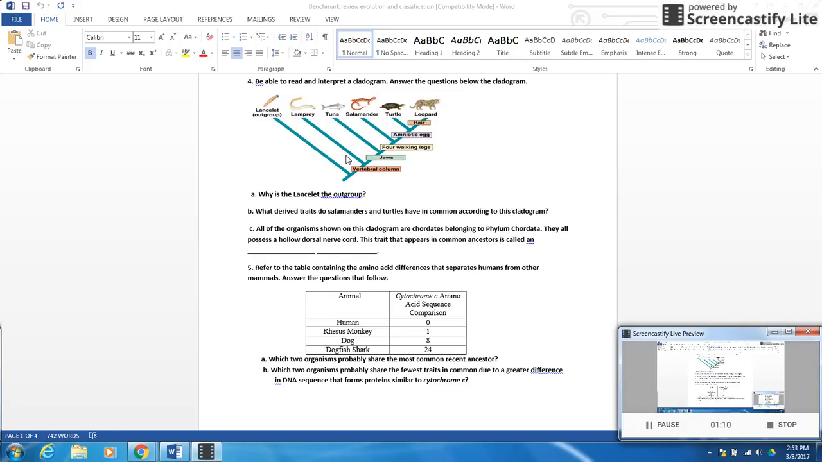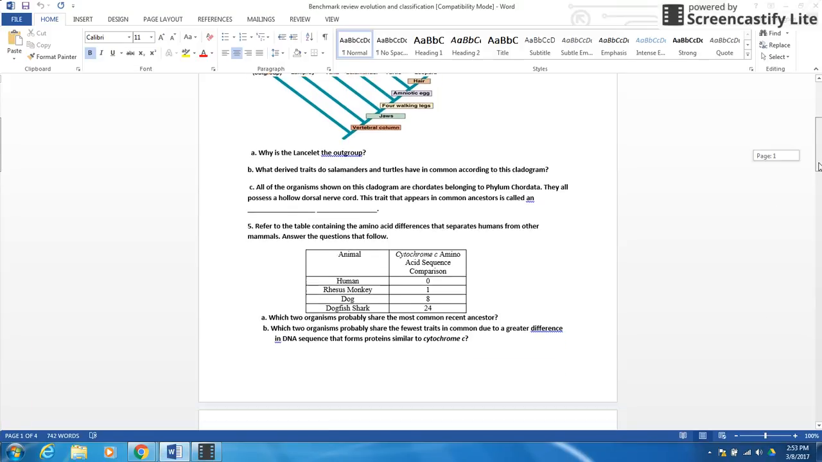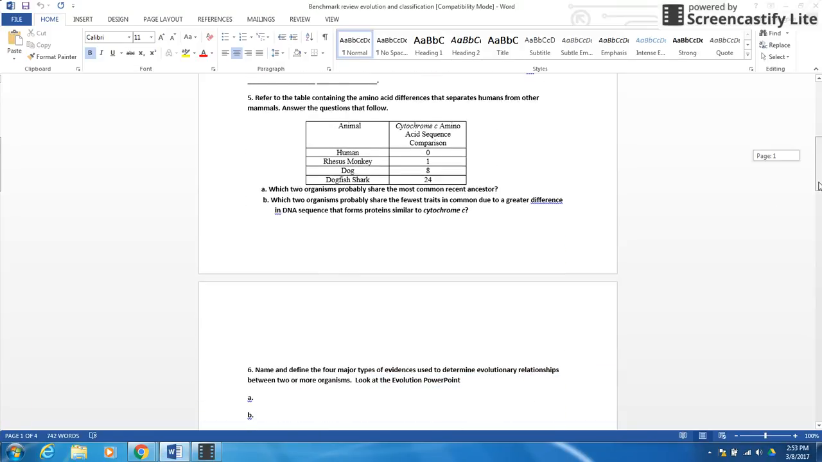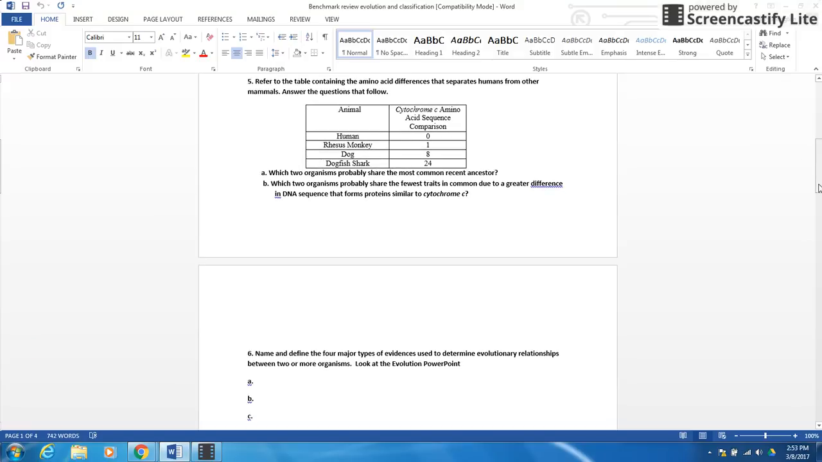Number 5 seems to be a problem. It gave a lot of people a problem. Refer to the table containing amino acid differences that separate humans from mammals. Answer the questions. Which 2 organisms probably share the most recent common ancestor? In this case, all I have to do is look at numbers. If I look at my numbers and see which one's the closest together, I see that humans and monkeys are the closest together. So in that case, they probably share the most DNA together. Which organisms probably share the fewest? Again, look at the 2 opposites. So I've got humans and then I've got dogfish.